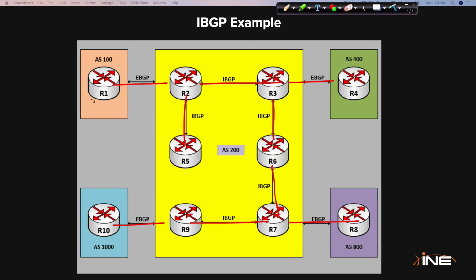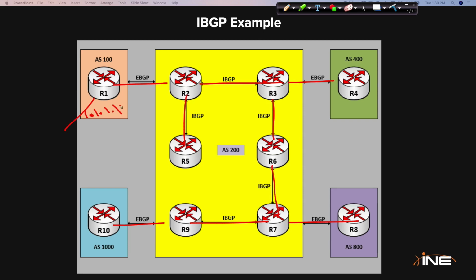So if R1 advertises 1.1.1.1 to his neighbor router 2, because router 2 is an eBGP neighbor, router 1 is going to prepend his AS and he would put himself as the next hop. When R2 gets that route, he installs the route in his routing table. However, when he advertises that route to his iBGP neighbors, which are 3 and 5, he would not prepend the AS and he would not change the next hop.